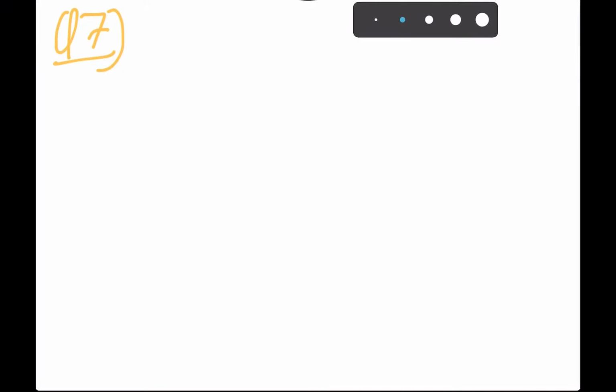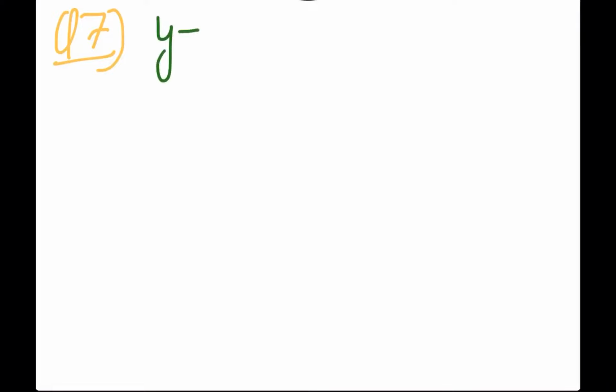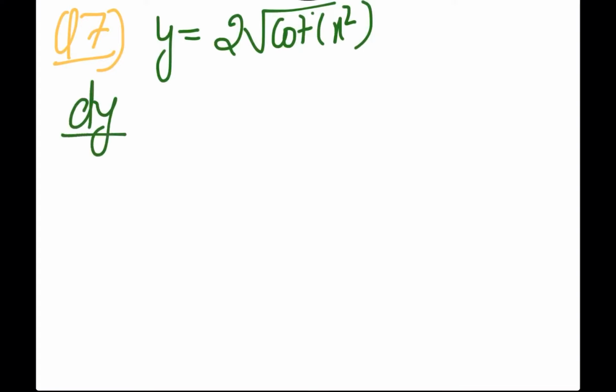Okay. Question number 7 is y is equal to 2 under root cot x square. Fine. So this is my function. So dy by dx, again I can see that this is a case of chain rule, because 2 is a function, root of cot is a function, and x square is a function, isn't it? So I have to differentiate all of them together.